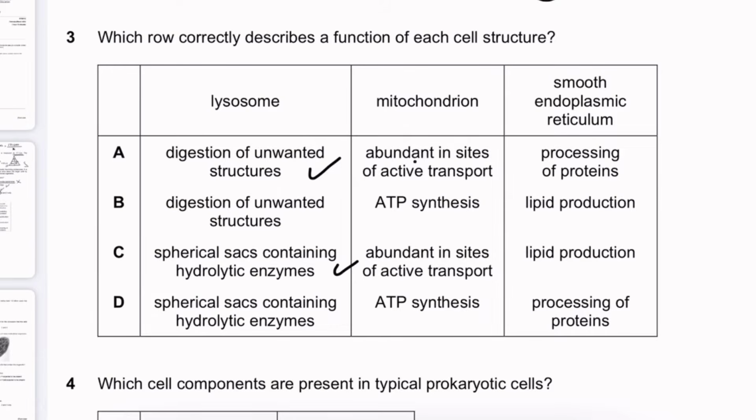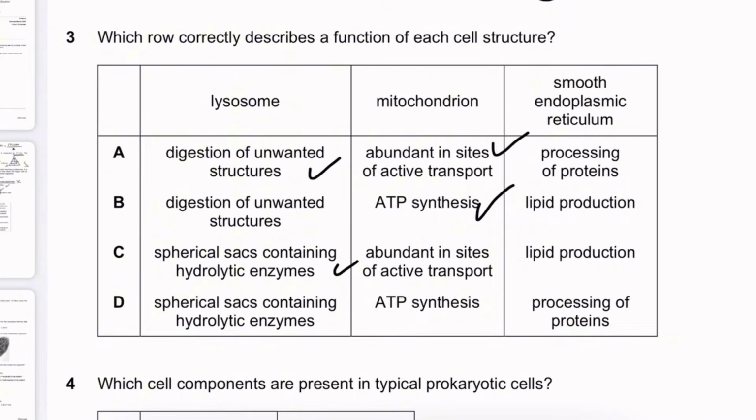Mitochondria, abundant in sites of active transport, true, because mitochondria are responsible for oxidative phosphorylation and basically aerobic respiration. So they produce lots of ATP. We need ATP for active transport, and that is basically why mitochondria could be abundant in sites of active transport, as well as ATP synthesis.